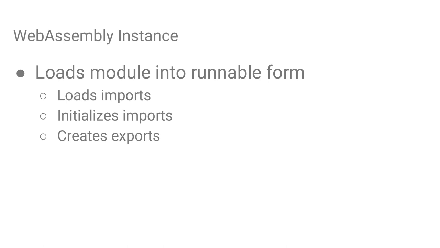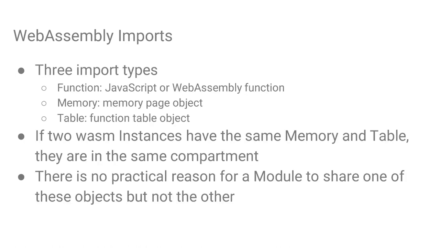So what happens when you're done with this parsing? Well, then you create what's called a WebAssembly instance. And this WebAssembly instance loads basically everything external from JavaScript that's needed to run your WebAssembly. Specifically, it loads imports, initializes imports, and creates exports. And what does that actually mean? Well, there's three types of imports, and these are all things you can import from JavaScript. There's functions, there's memory, and there's tables. And I'll explain what these mean in a second.